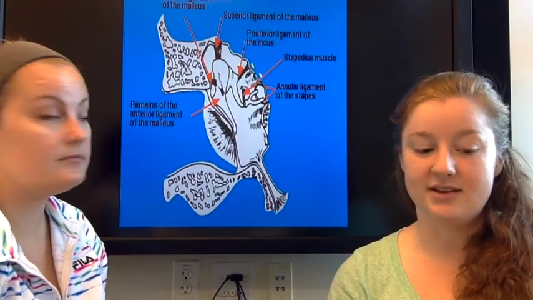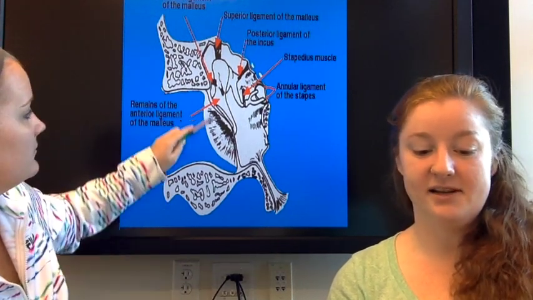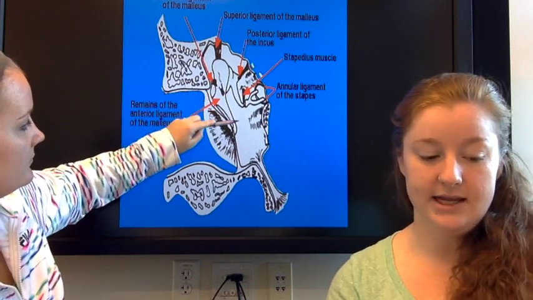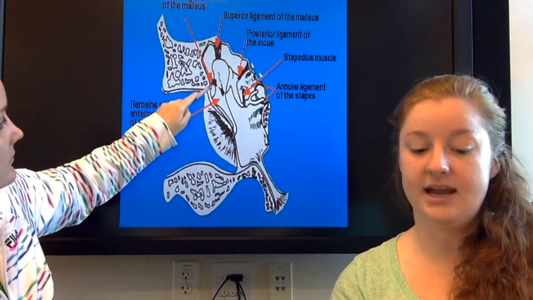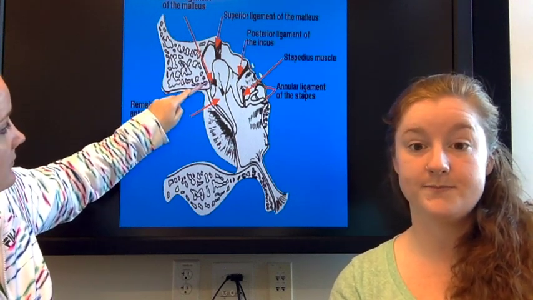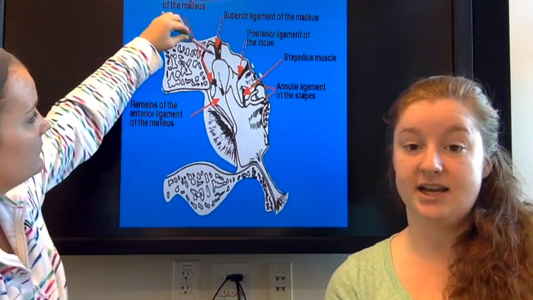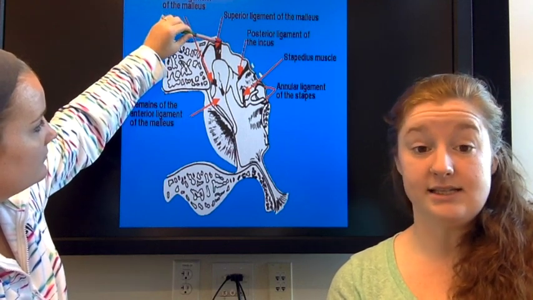Next, we're going to talk about the ligaments of the middle ear. First, we have the anterior ligament of the malleus, and it connects from the malleus to the anterior wall. And then we have the lateral ligament of the malleus, which connects from the neck of the malleus to the bony wall. And then we have the superior ligament of the malleus, which connects from the tegmen tympani to the malleus, and it's in the tympanic recess.